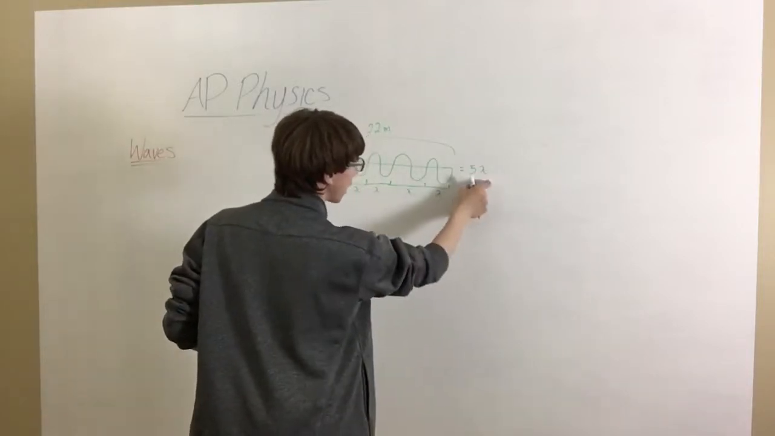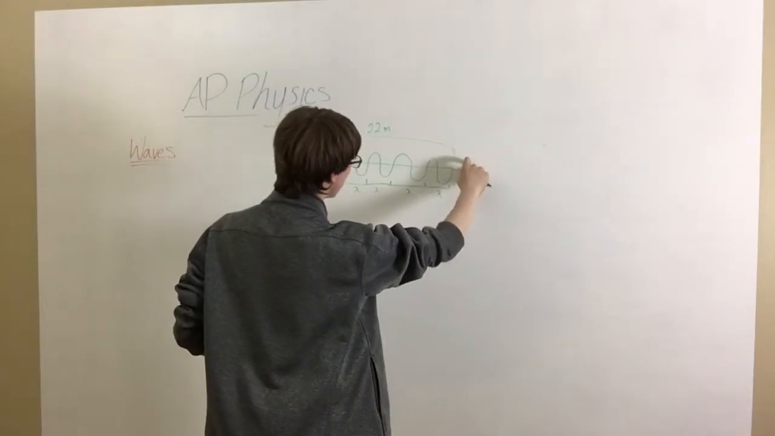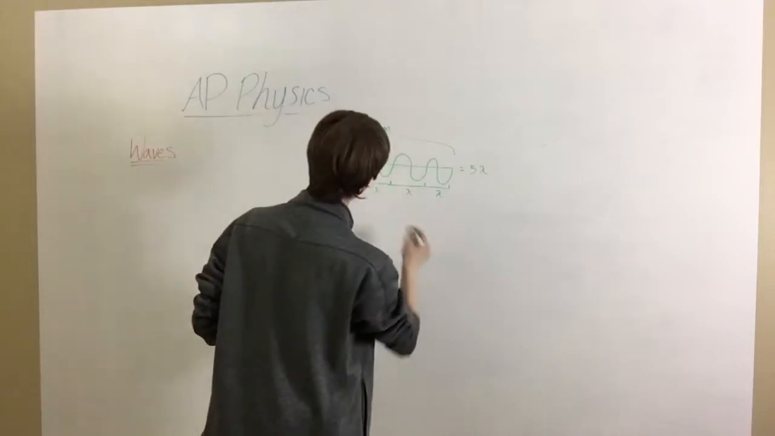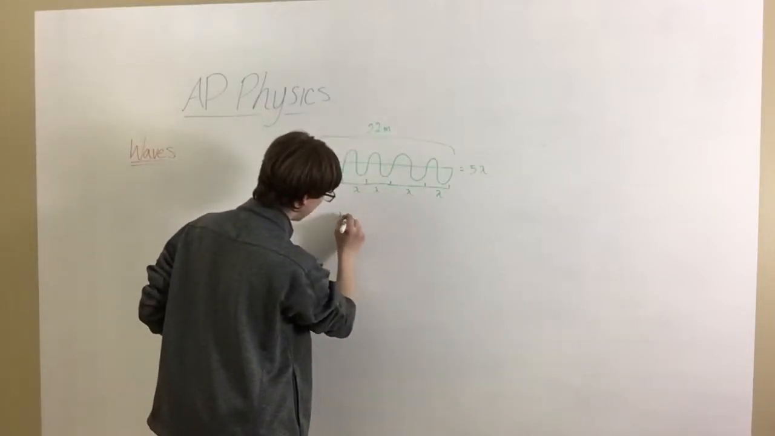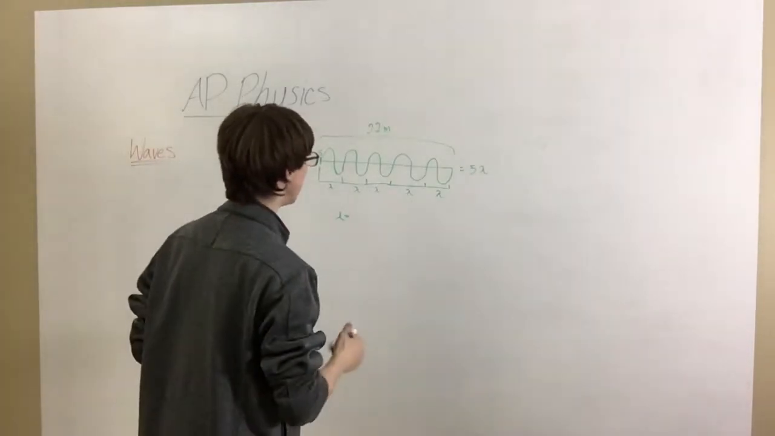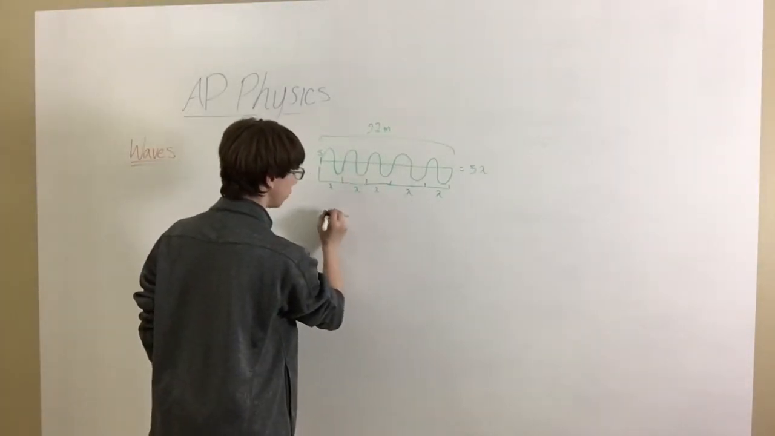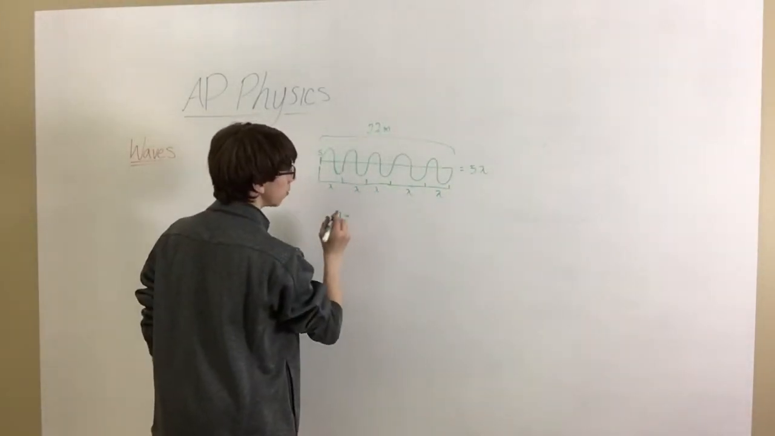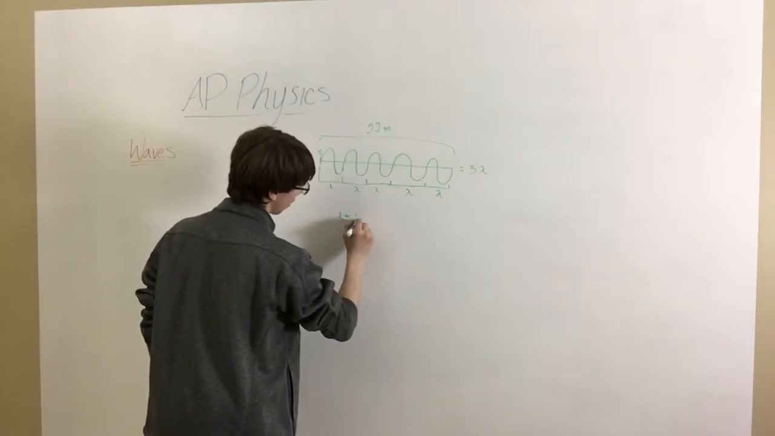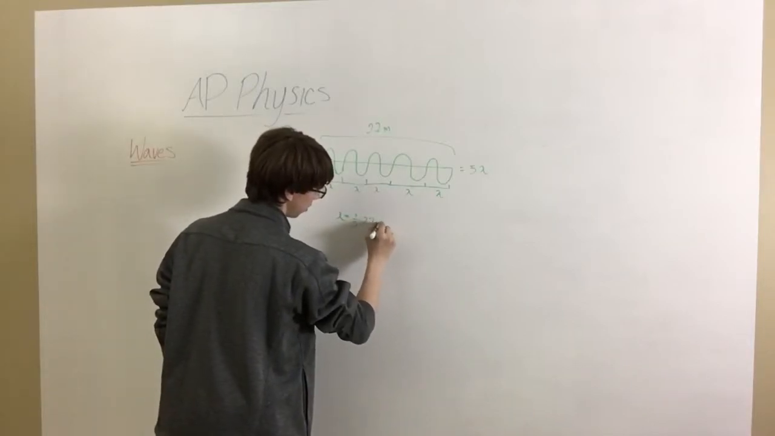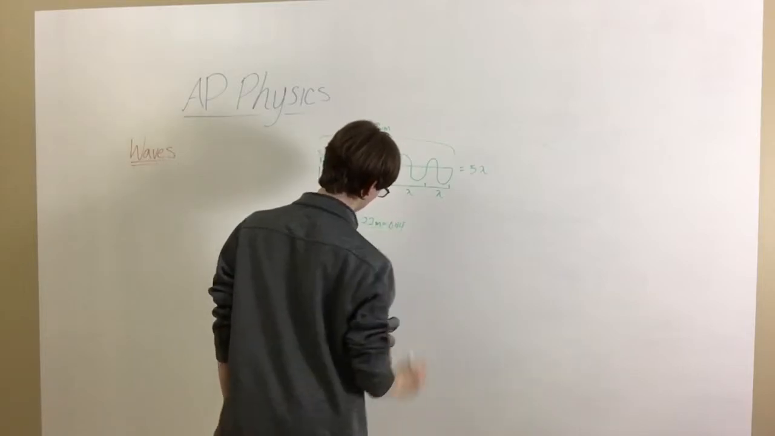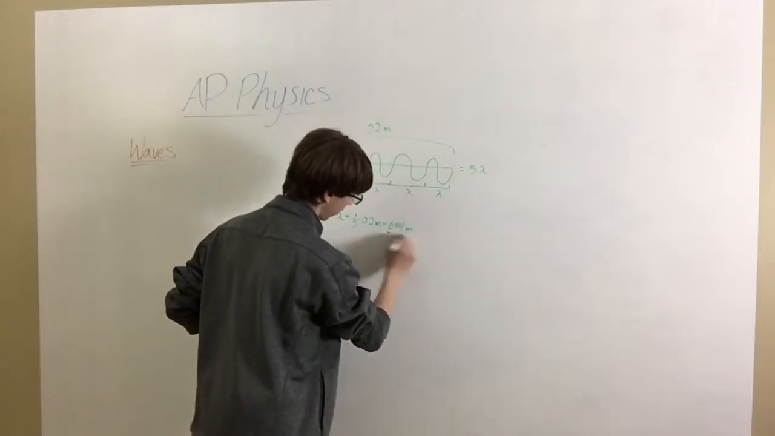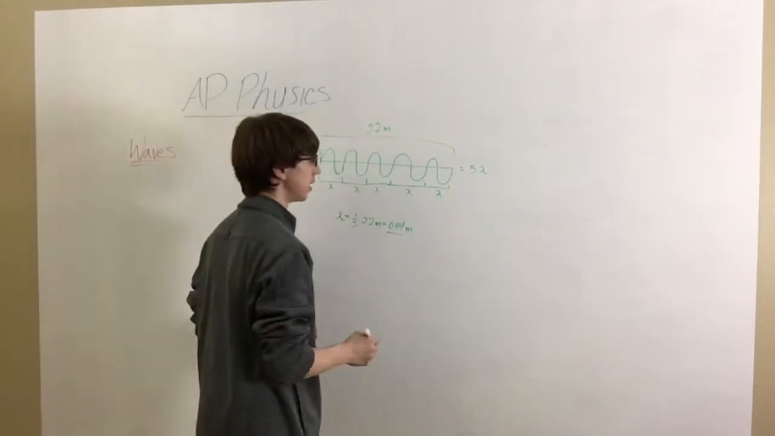So in that case, since we have 5 wavelengths and we have 2.2 meters, what is lambda? So what is the wavelength? Well, if 2.2 meters is equal to 5 wavelengths, then one wavelength is going to be 1/5 of 2.2 meters, 0.44. So we found our wavelength.